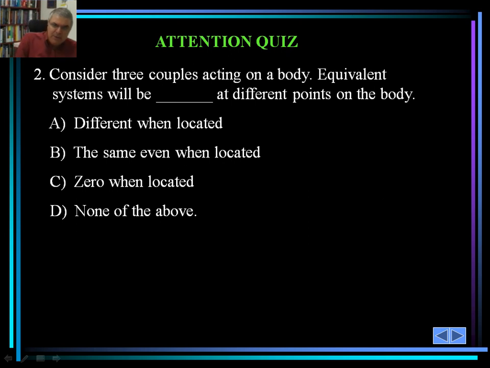So what about the second part of the attention quiz? We consider three couples acting on a body. Equivalent systems will be the same even when located at different points on the body. So that would be the correct answer in this case.